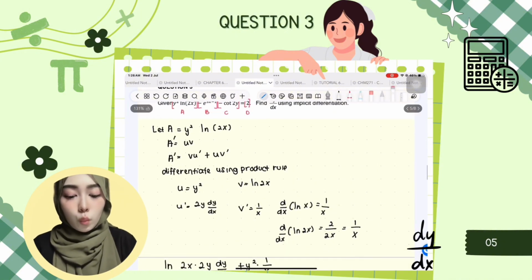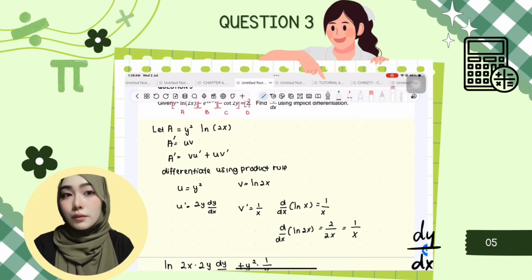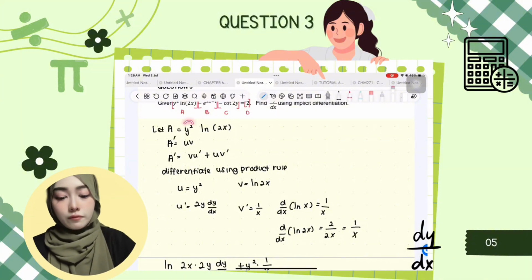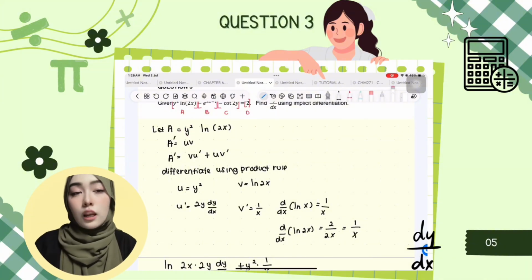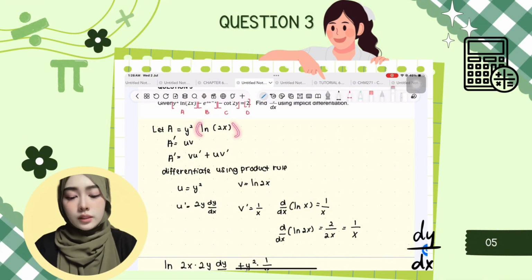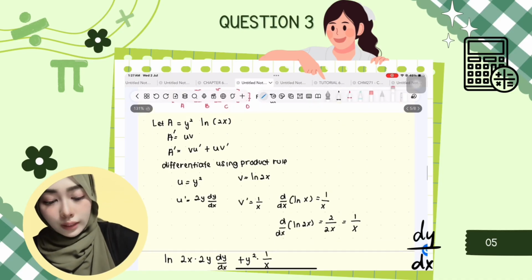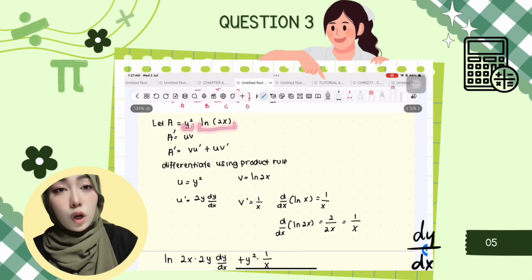So let A equal to y squared ln 2x. We are going to differentiate this using the product rule. As I said before, we use the product rule because there are two functions that are multiplied together. Our first function is y squared, and the second function is ln 2x. So we just list down u and v. Our u right here is y squared and our v right here is ln 2x.